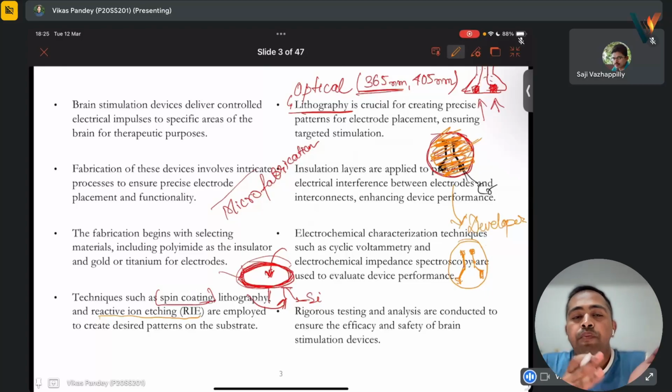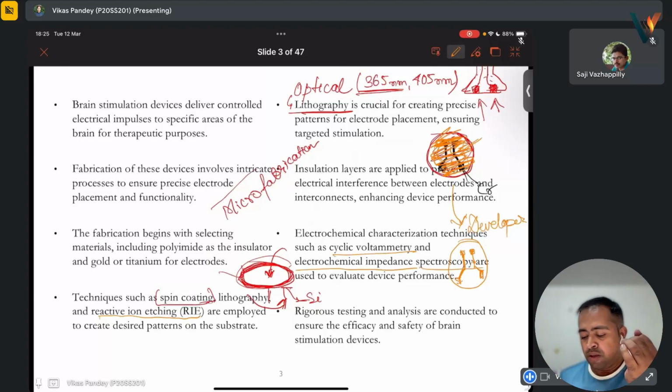In these processes an insulation layer is applied, like after this the whole thing will be covered with some insulating layer, and then patterning will be done again. For electrochemical characterization, methods like cyclic voltammetry and electrochemical impedance spectroscopy are used to check the device performance.